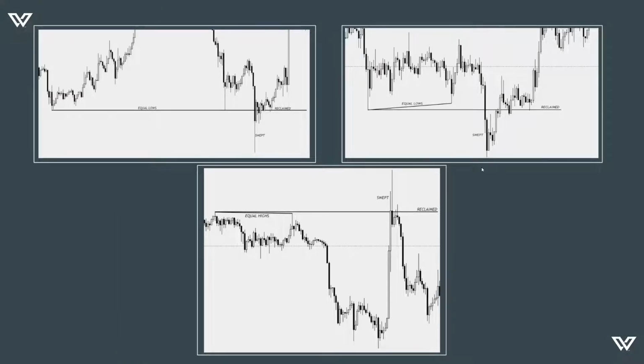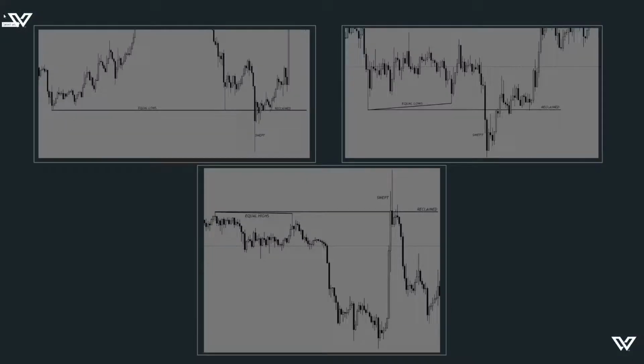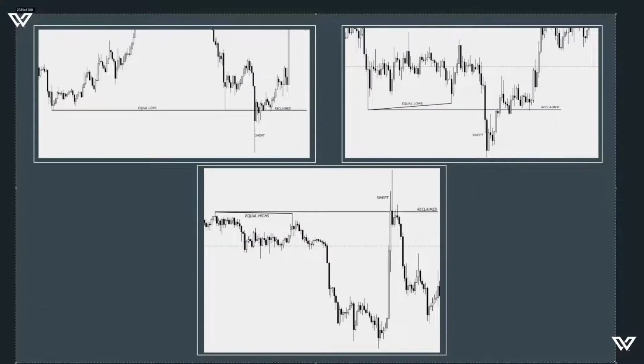Just some more examples here of equal highs and lows being swept and how to trade them. They're some of the best setups you can trade. Okay, so we have equal lows, price sweeps, reclaims, and we trend.